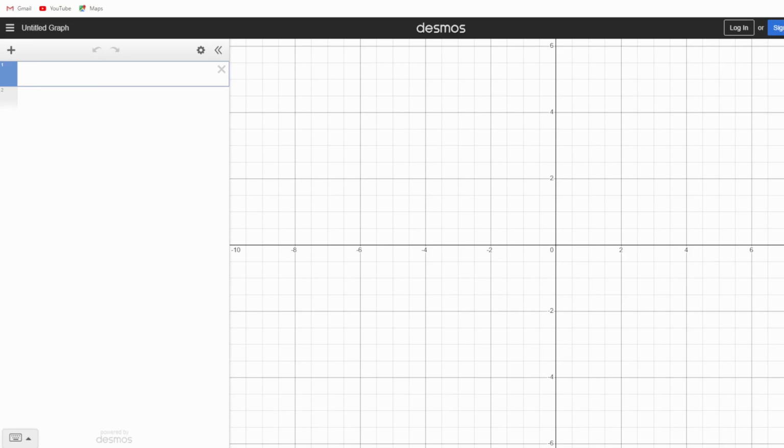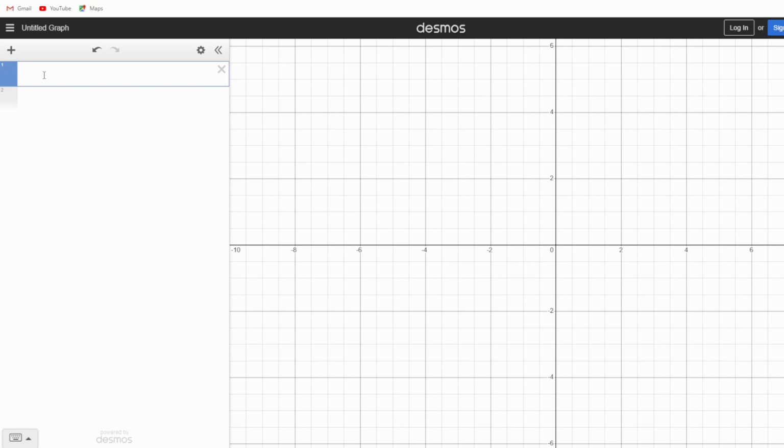Right, I want to show you this. It's a differential equation, but it's a differential equation that a GCSE student would understand from what you've done already.